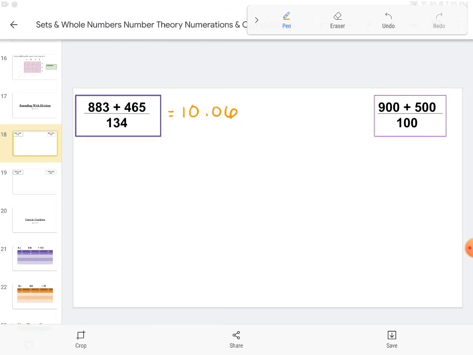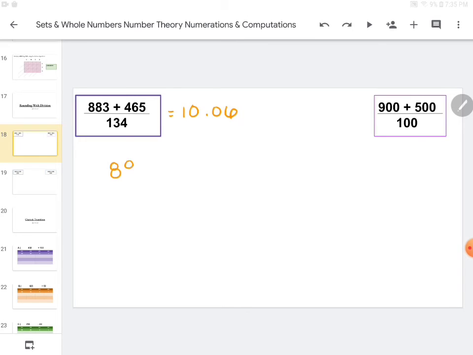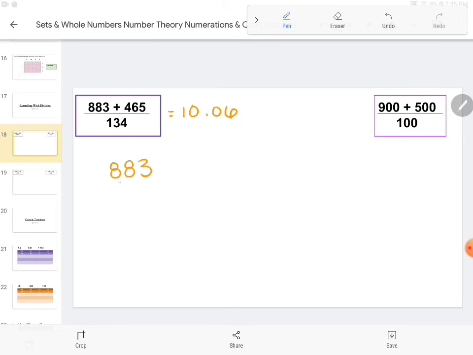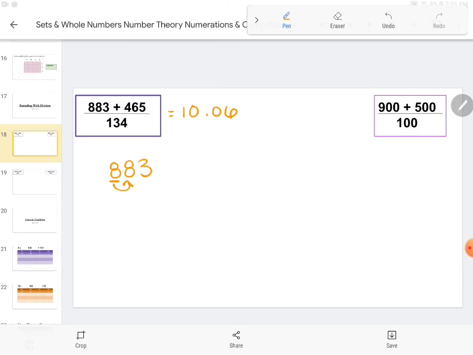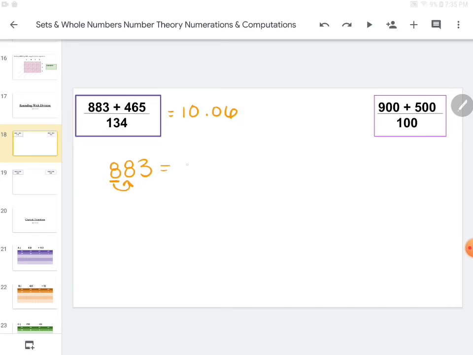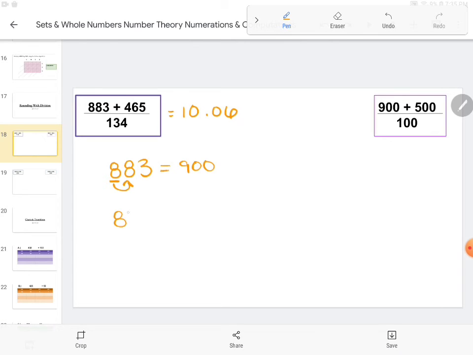So it's the same with our decimal, how we rounded up from 10.059 to 10.06. When we look at our problem here, we have 883. We'll look at our digit right here, our 8, and we'll look at the digit to the right of it. If it is 5 or more, we can go ahead and round that up to the next hundredth.